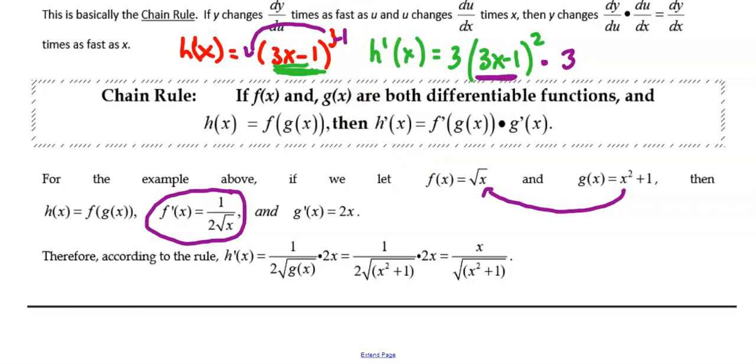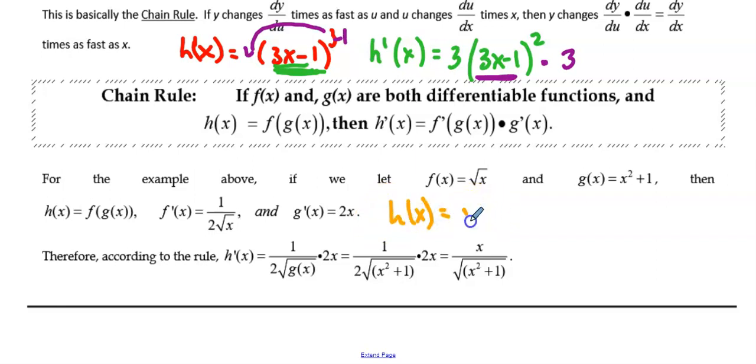So let me show you guys the easy way to do it. This is the problem that you're going to be given. You're going to be given that h of x is equal to the square root of x squared plus 1. That's the problem you're going to be given. You don't have to worry about doing the composition stuff. This is what you're going to do. So this is the question, and it's going to ask you to find the derivative.